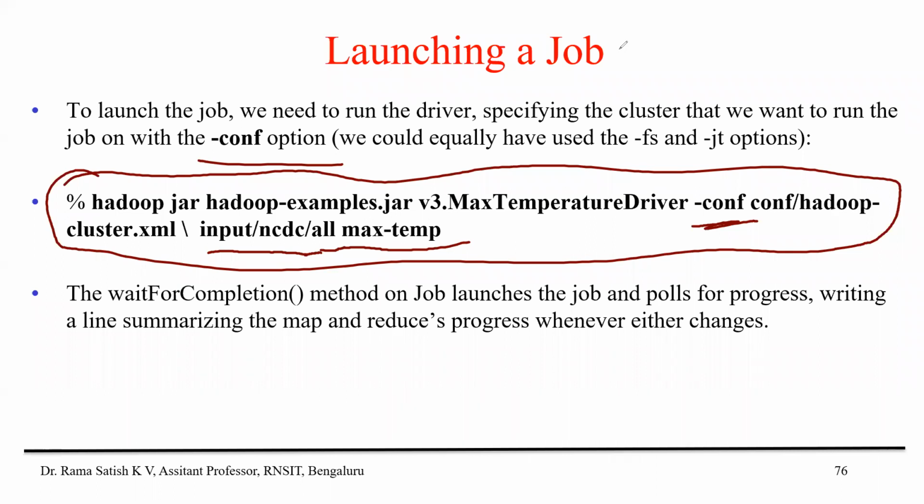Finally, we will use a method called waitForCompletion. The waitForCompletion method on the job launches the job and polls for progress, writing a line summarizing the map and reduce progress whenever it changes. All these things can be monitored online with the help of the web interface.